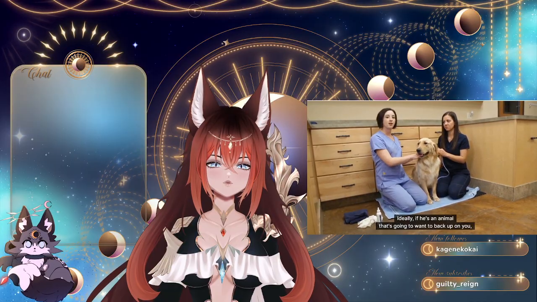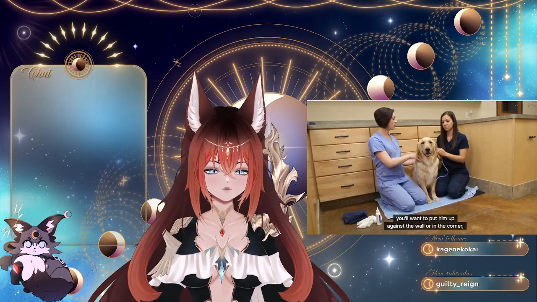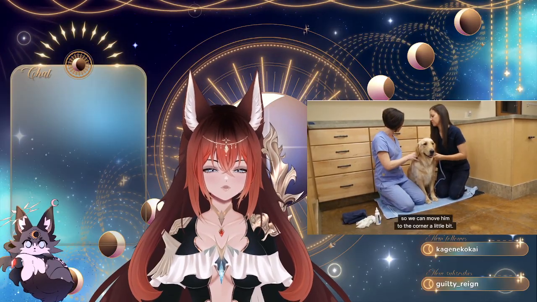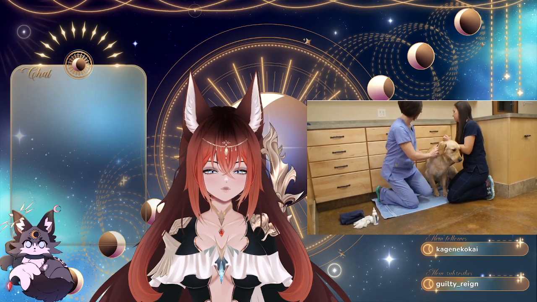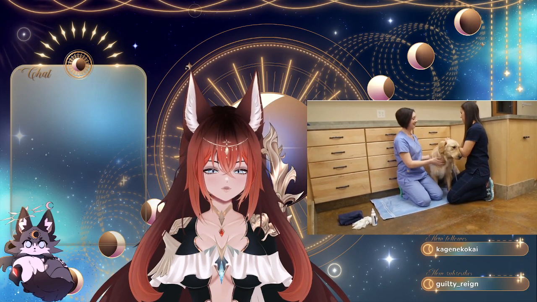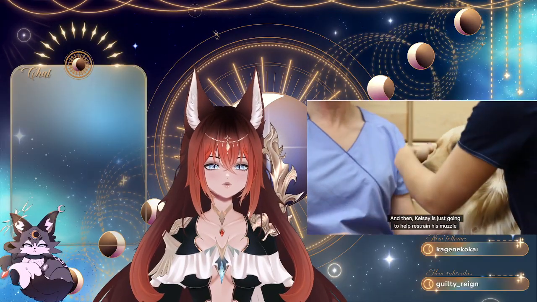Ideally, if he's an animal that's going to want to back up on you, you'll want to put him up against the wall or in the corner. So I can move him to the corner a little bit. And then Kelsey's just going to help restrain his muzzle and the back of his head.